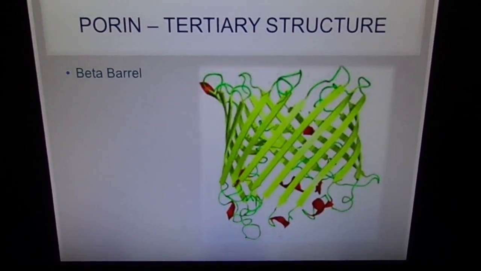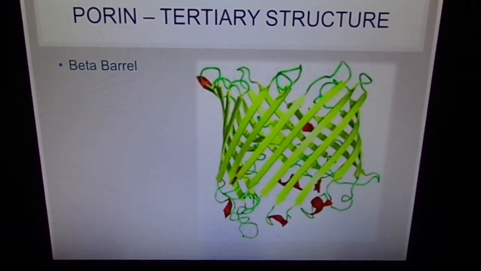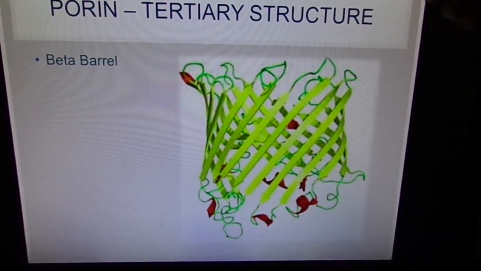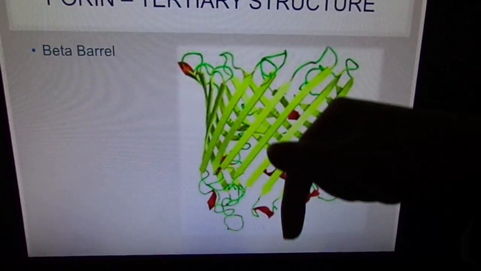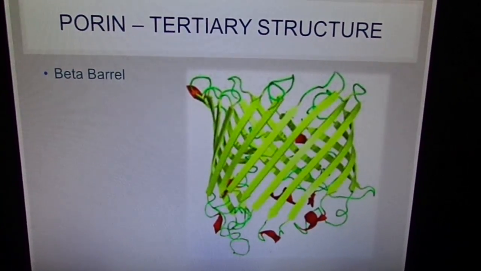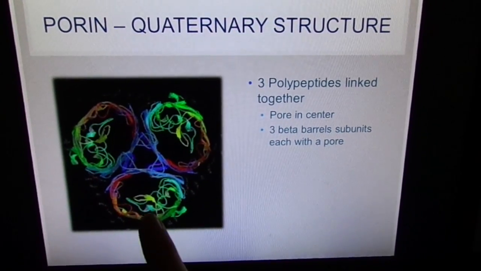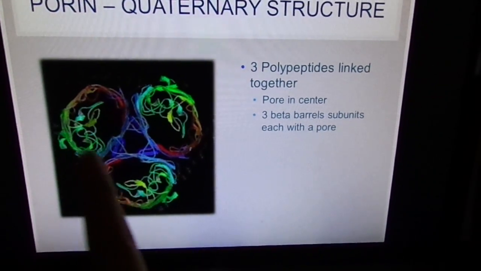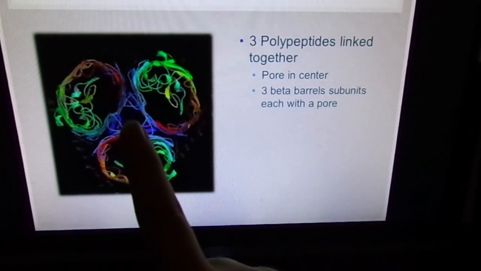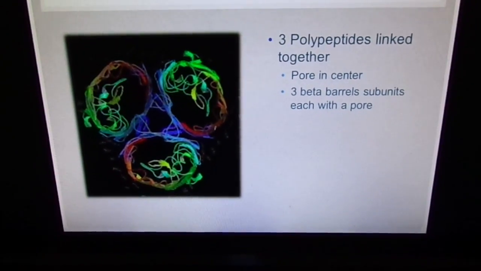The tertiary structure. The tertiary structure is all these anti-parallel pleated sheets come back on each other into a loop, you can see, and make a beta barrel. So there's a pore that comes down through the center of this, if you were looking at it from the top, and it comes around in a cylinder that makes a barrel. The quaternary structure is the 3 polypeptides linked together. They're each this beta barrel. You can see that's 1 beta barrel, 2 beta barrels, 3 beta barrels linked together, and each one has a pore in the center as well as a pore in between the 3 polypeptides. Things can diffuse into each one of these pores.